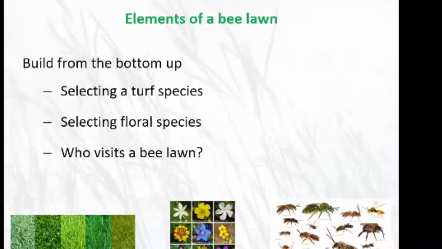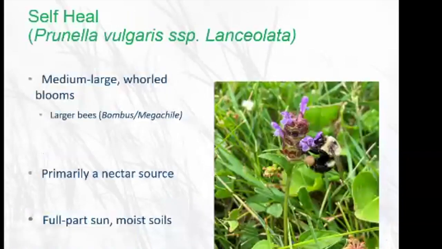So finally, who visits a bee lawn? This is all worthless unless we know that bees are actually visiting these flowers. And this is actually what I had the luxury of studying during my grad student days. So who visits a bee lawn? With the self-heal, we saw at least partially what we expected. We saw tons of big, chunky bumblebees on these flowers, where you could see them on the landing pad of the flower, sticking their long bee tongue into the flower, getting nectar, getting pollen.